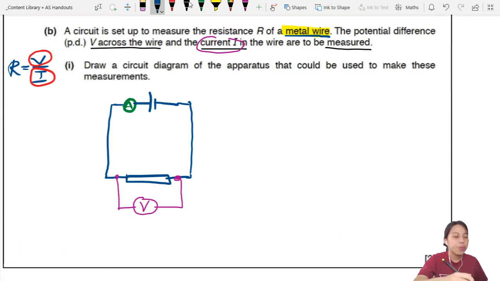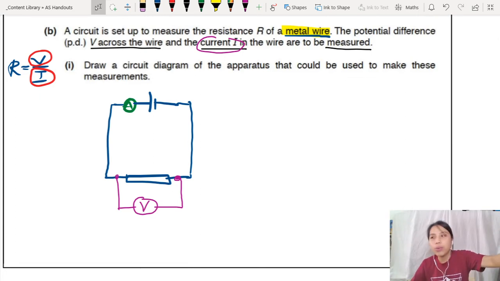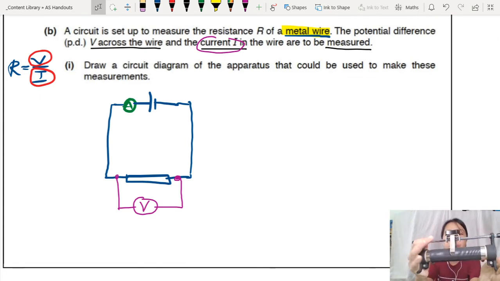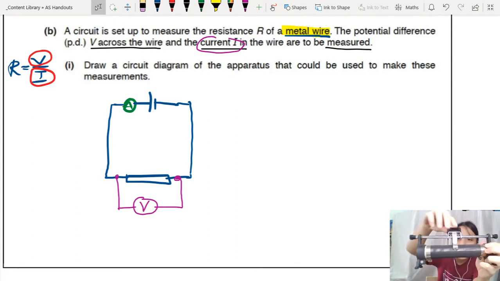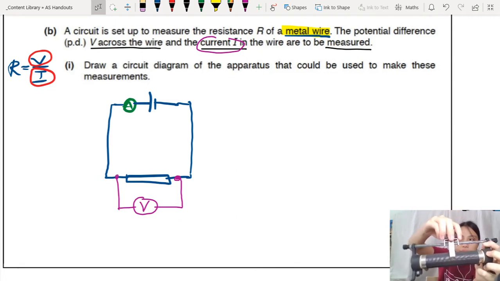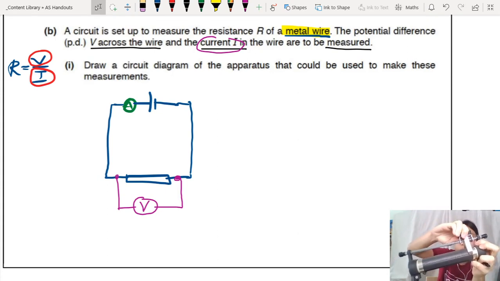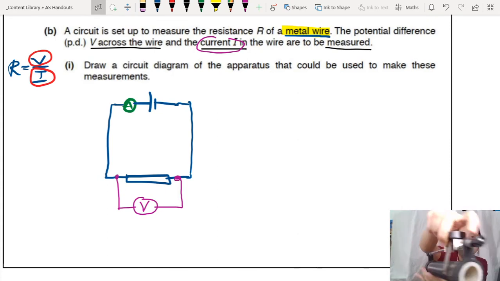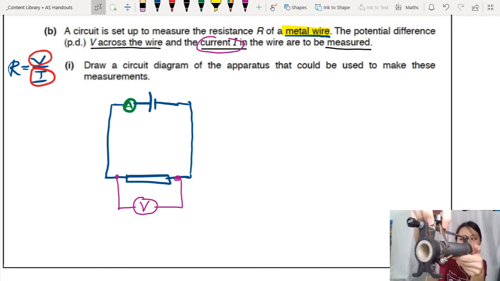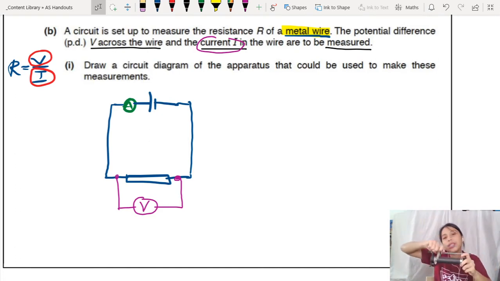Here's what we can do. In labs, there are two things we can do. One thing is we use what we call the potentiometer or rheostat. You probably have seen this thing before. You can change the resistance of this thing by shifting this slider up and down. It's also called a variable resistor. So this is a rheostat, and we're going to use the rheostat to change the current in this circuit.